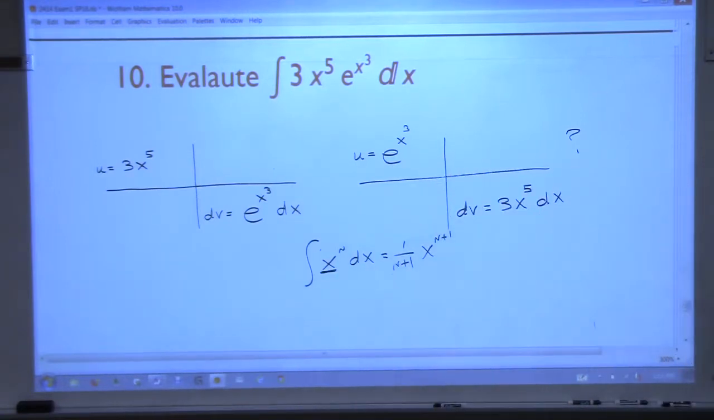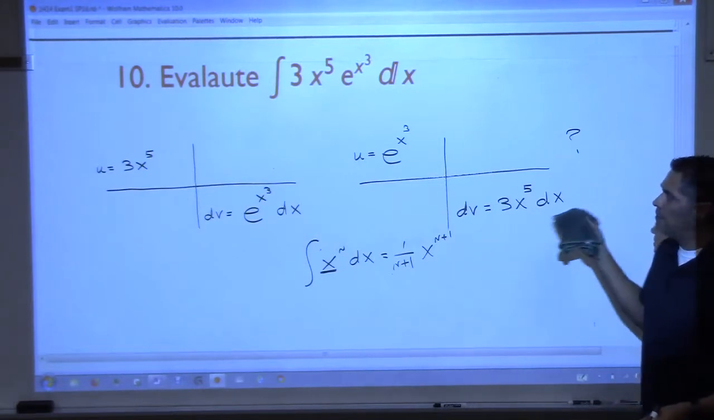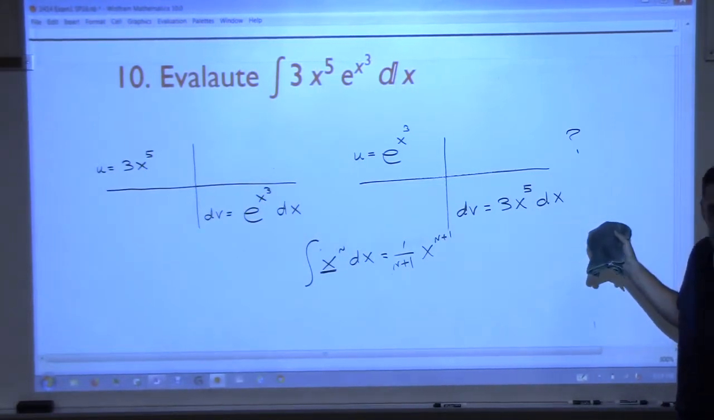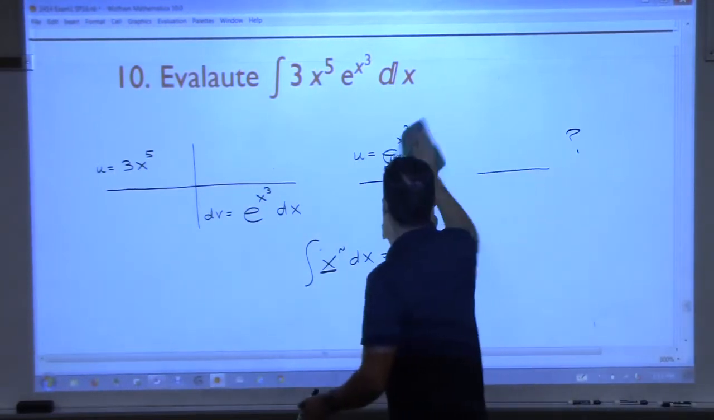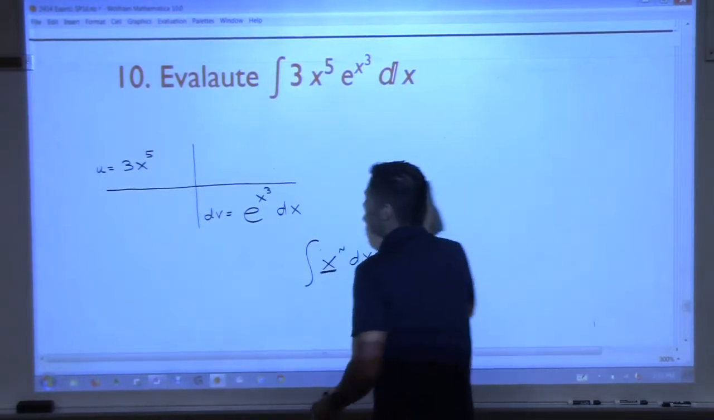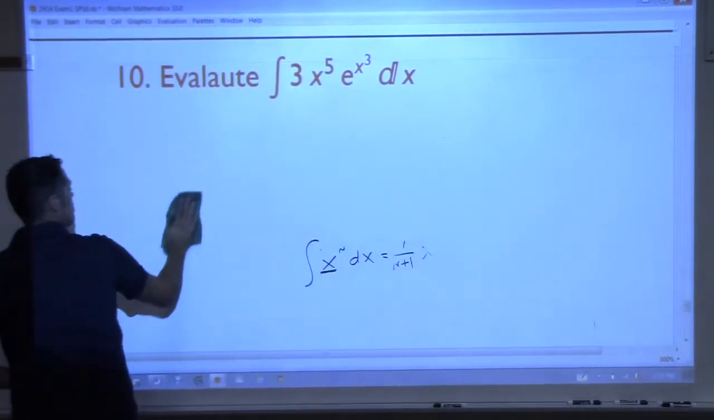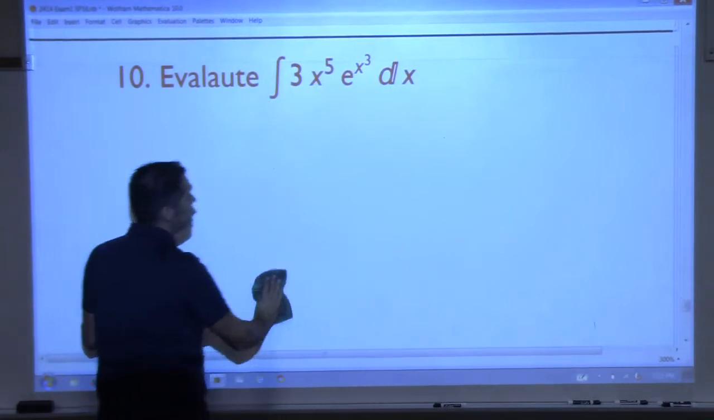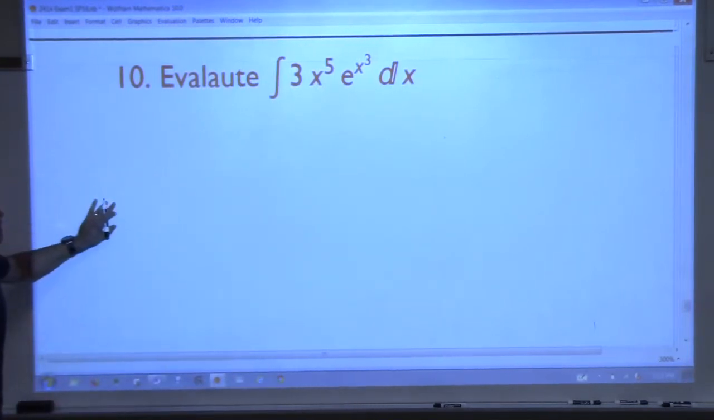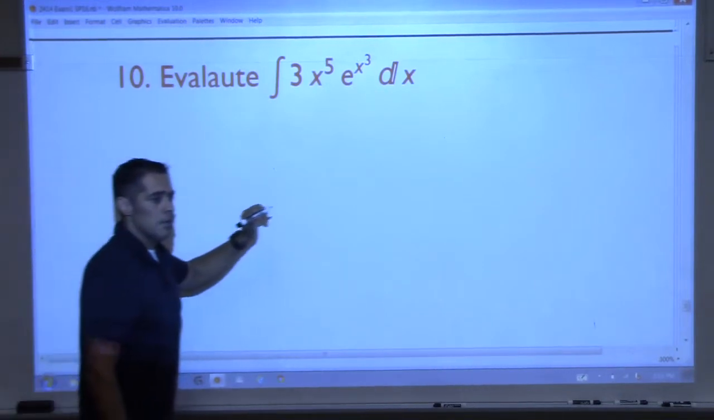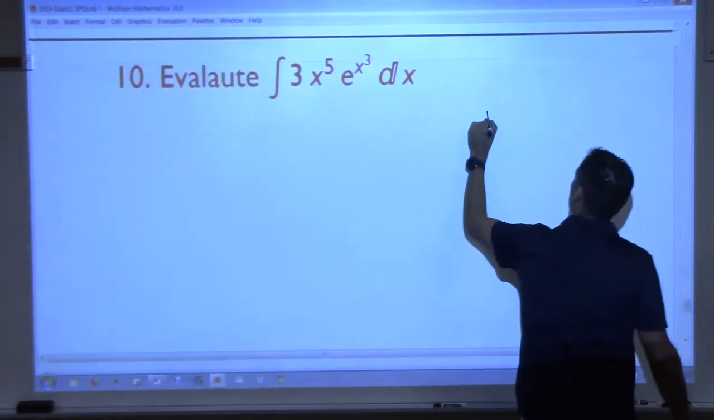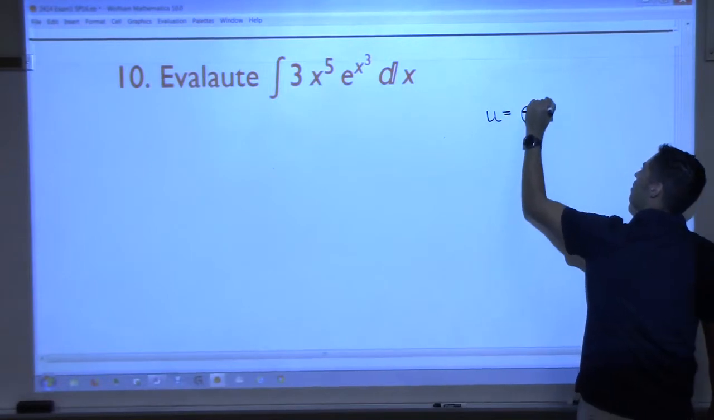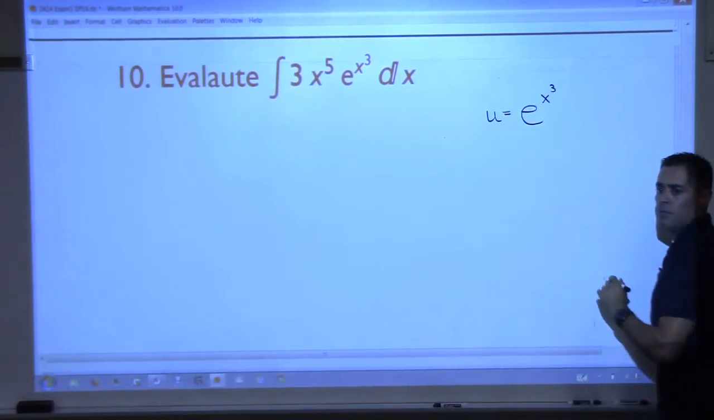So it appears like neither one of these is going to work. So how about a U substitution? Okay, let's go with the U substitution. What are you going to use as your U substitution? So can we use e to the x third for our U? You want to use e raised to the x cubed as your U?